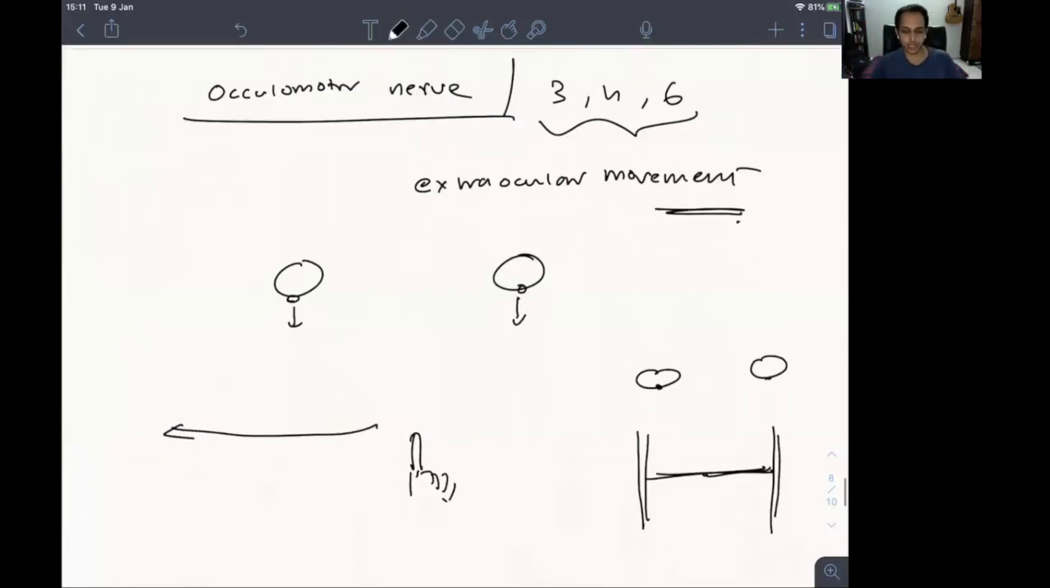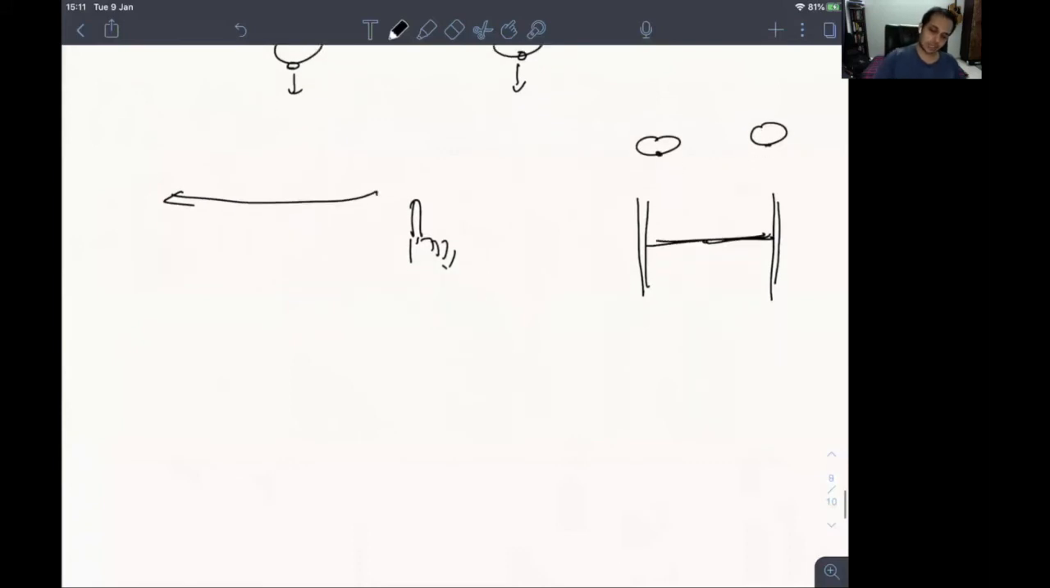Now, what are you checking with this? You're checking range of movement. So are both the eyes able to move into all 4 quadrants? Okay. So extreme left, extreme right, up and down. So you go up and down here also, and in all 4 quadrants.